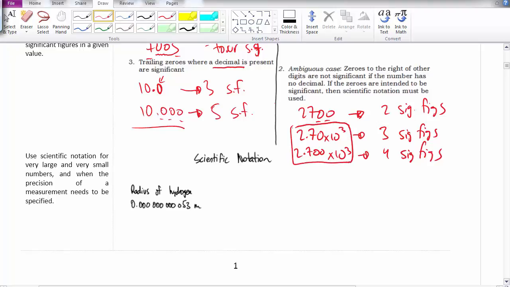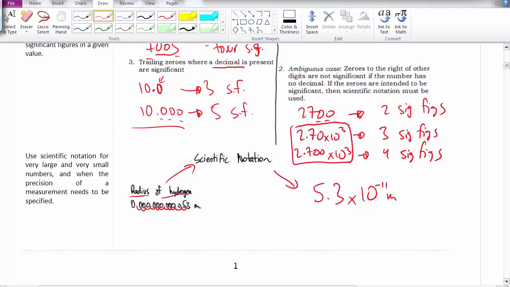It's really important because it's useful for expressing ambiguous numbers, like numbers that have trailing zeros. It's also really useful to express large and very small numbers. Look at this number here, the radius of hydrogen. You don't want to be writing out 0.0000000, that's annoying, 0.53 meters. So we want to make this a little bit more concise. We'll take that number and put it as 5.3 times 10 to the negative, well, let's go: 1, 2, 3, 4, 5, 6, 7, 8, 9, 10, 11. So it's 5.3 times 10 to the negative 11 meters.